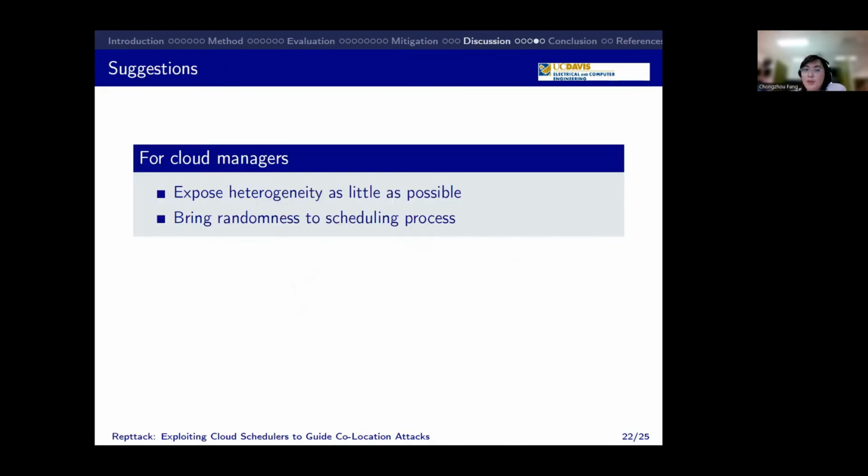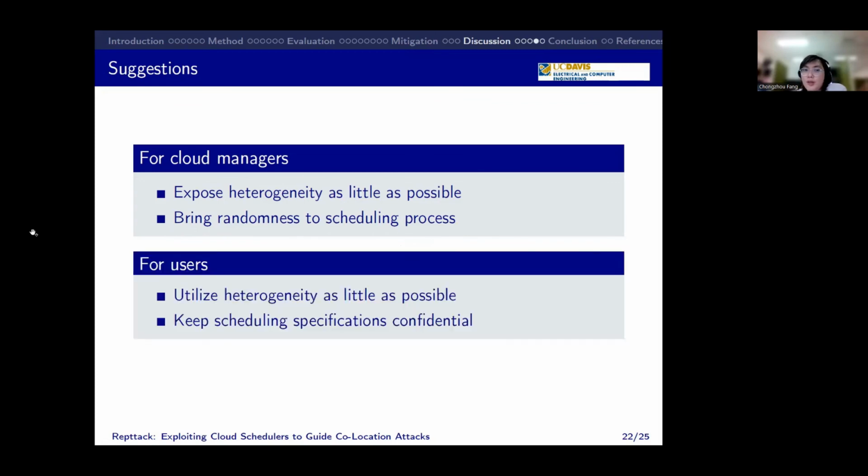We summarized some suggestions for cloud managers, users, and attackers. For cloud managers, we recommend that heterogeneity should be exposed as little as possible, and the scheduling algorithm should be randomized. This is again a trade-off to be made between security and performance. For cloud users, we also recommend that heterogeneity should be utilized as little as possible, unless there is a need for performance. Also, the scheduling specification should be kept confidential.